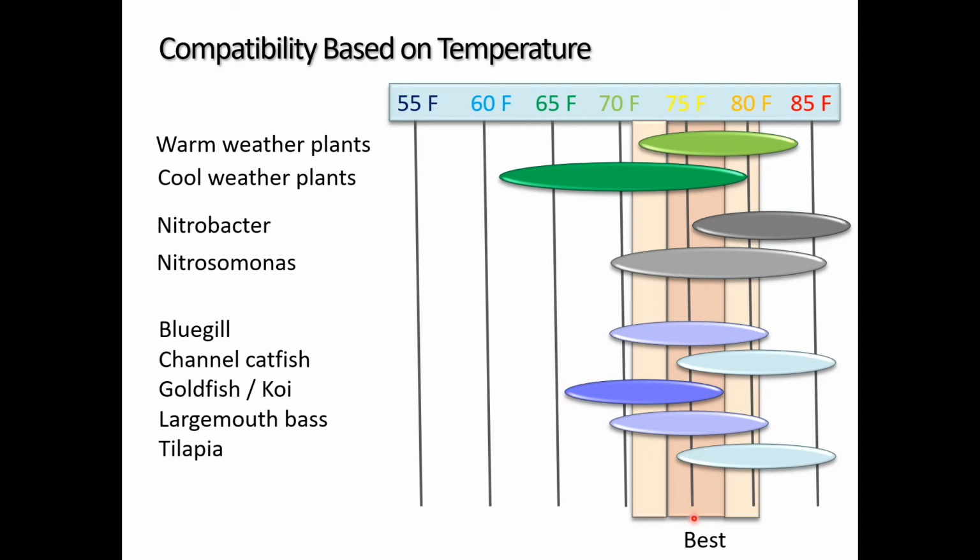So when you draw a line down the middle, you'll see that if you keep your system at about 75 degrees Fahrenheit, you're kind of hitting within the range of each of these different live requirements for your system. And so you don't want your system to get too hot. That may be good for some of your fish and your bacteria, but not for your plants. Or if you get too cold, it may be good for your plants and some of your fish, but not your bacteria. So this is why we try to keep a good balance in the system.